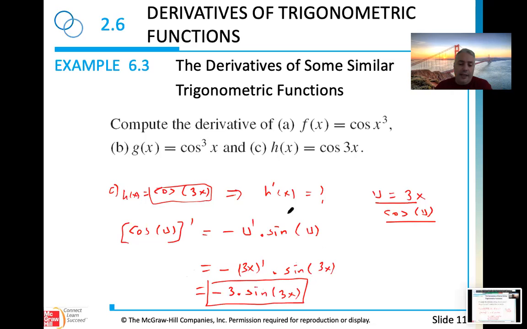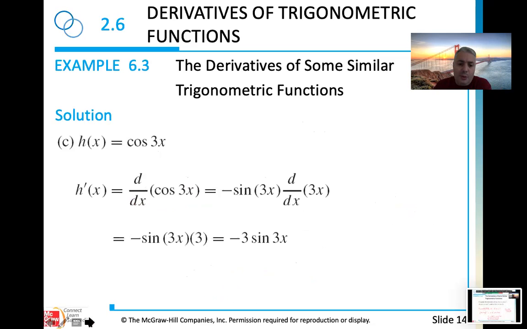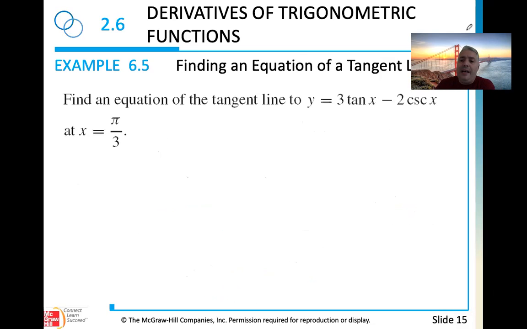No question, I guess. Okay, passing. So these are the solutions in the book. It is given.